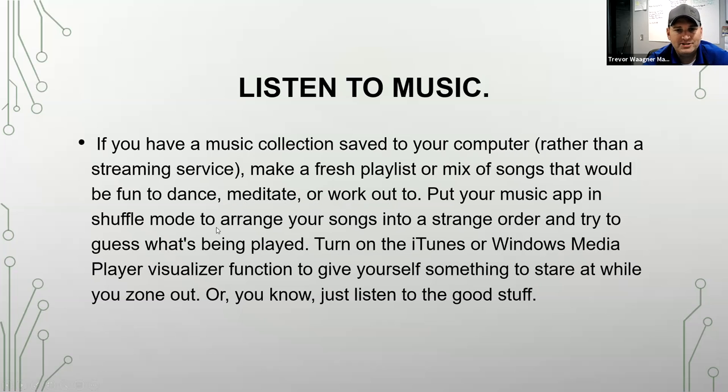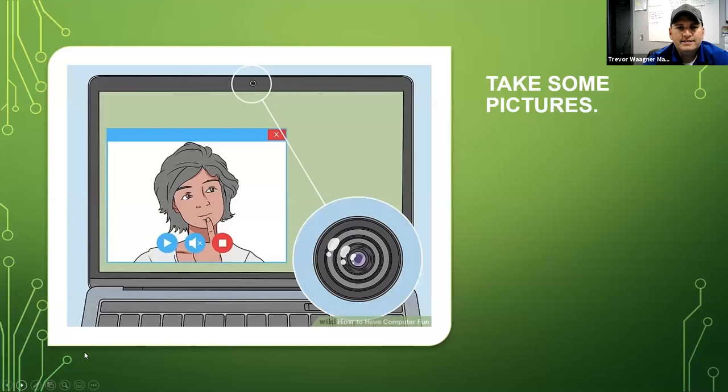you can put your music app in shuffle to listen to songs that you haven't listened to. I have an order of how they're ranked, how old they are, how long it's been since I've listened to the songs, how many times I've skipped them. There's a bunch of different stuff you can do. And then you can change your visualizations of what's happening on your screen while music's playing so that you can have something to look at while you're hanging out listening to your music. So kind of fun. Taking some pictures.